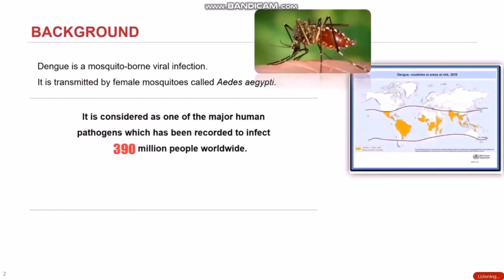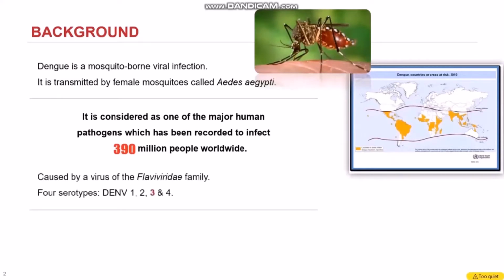There are about 390 million cases of dengue infections that occur worldwide, and it is caused by a virus of the Flaviviridae family and four serotypes, namely dengue virus 1, 2, 3, and 4.